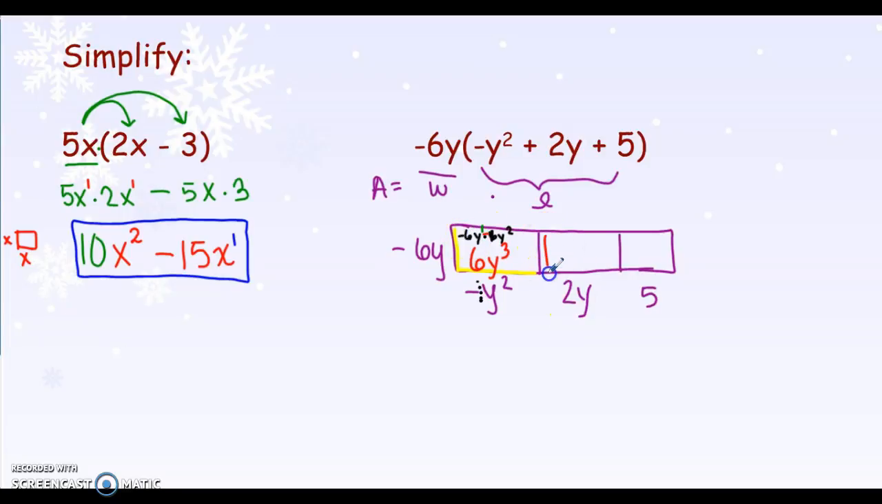We have to look at this next one, negative 6y times 2y. Both of those have imaginary 1s on the exponents. And negative 6 times 2 is negative 12. Y to the, since we're multiplying, we add the exponents. And our last one, length and width, negative 6y times 5. So negative 30y.